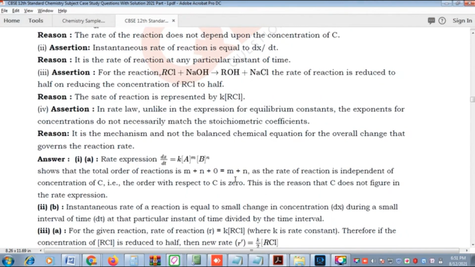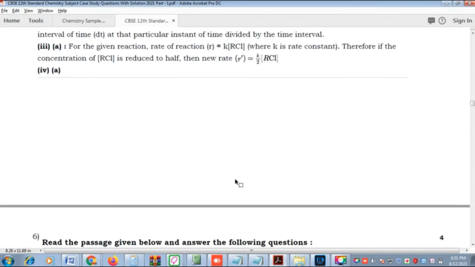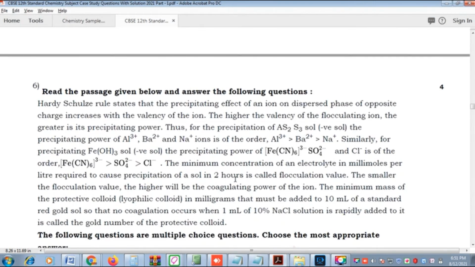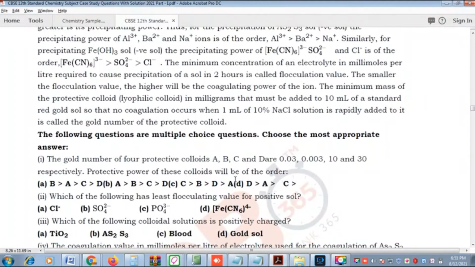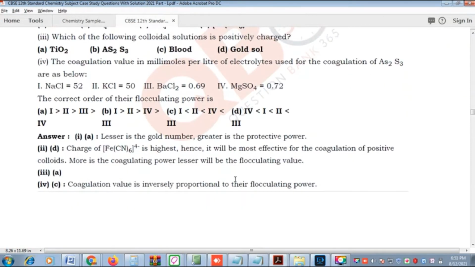I can just scroll it down in the video. We can see what kind of questions NCERT asks on the basis of case study. If you want to download the PDF, you can follow the description. You can get the downloadable link, download it and use it.